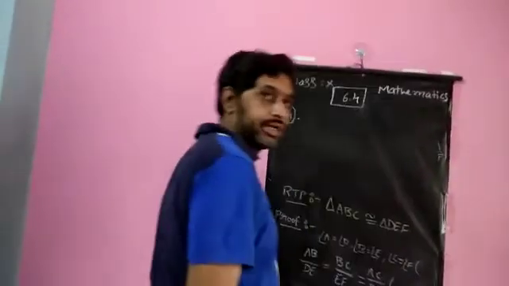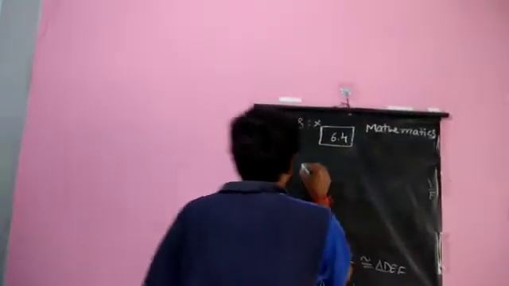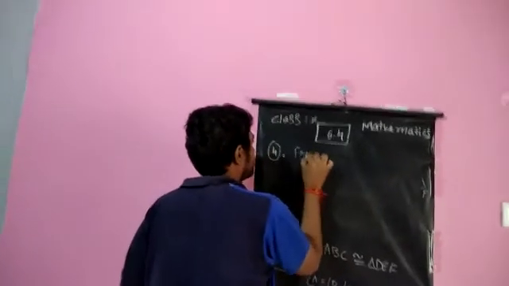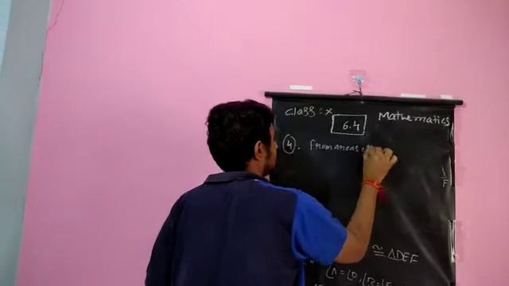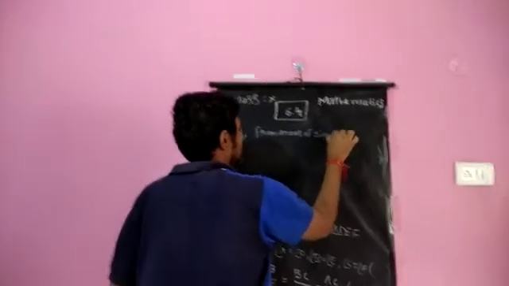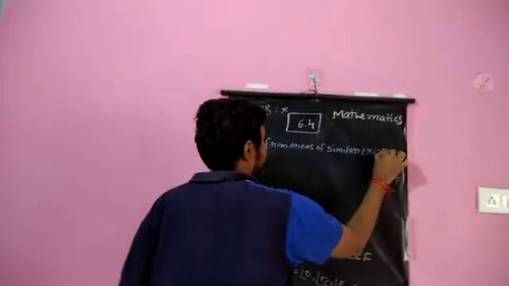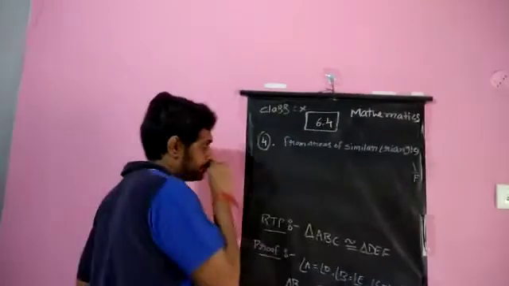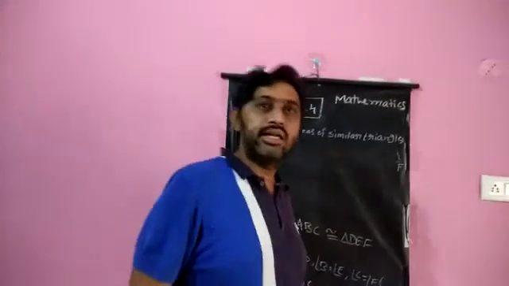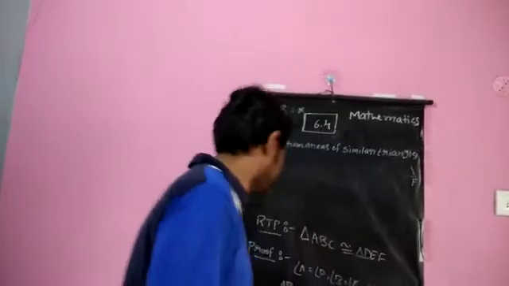In order to apply that here, since the two triangles are similar, I can apply the areas of similar triangles theorem. This theorem, what it states, we discussed in the other questions. The ratio of the areas of similar triangles is equal to the square of the ratio of their corresponding sides.